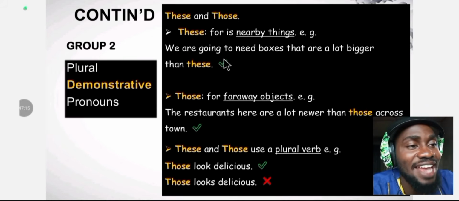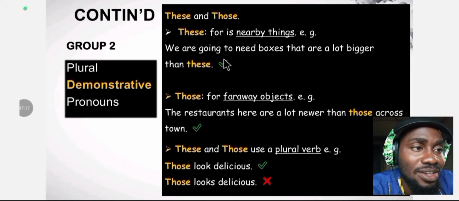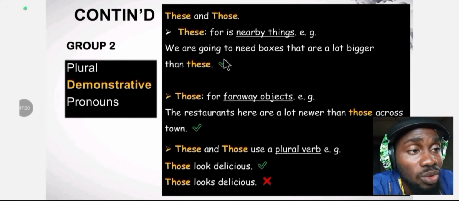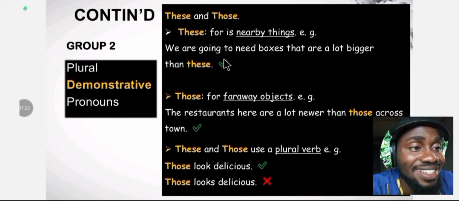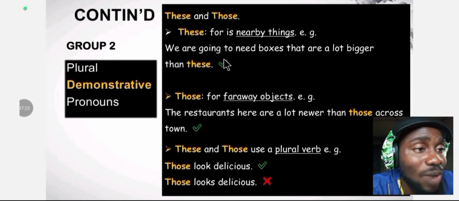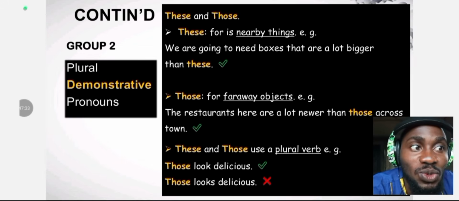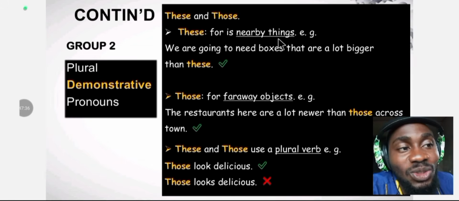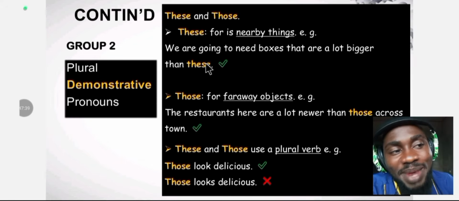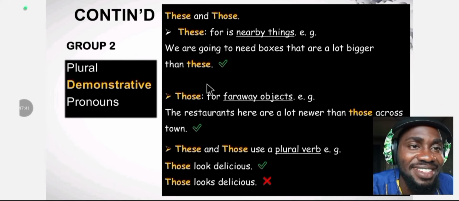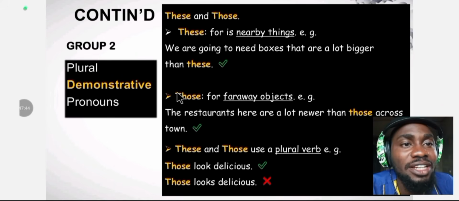So it's just like saying this is the singular form of these. Okay, this is the singular form of these. While these is the plural form of this. While that is the singular form of those. Okay, while those is the plural form of that. Hope I made myself clear. I think I did. Okay, let's look at those.